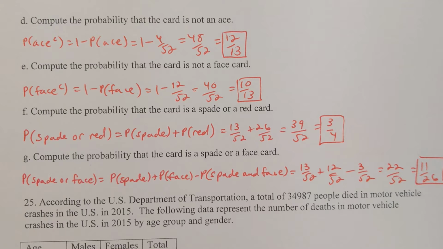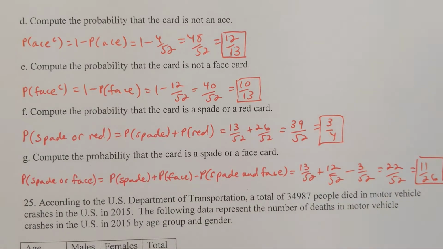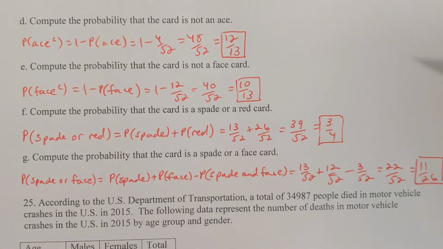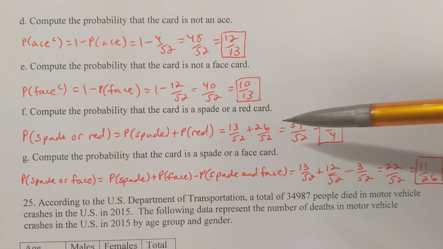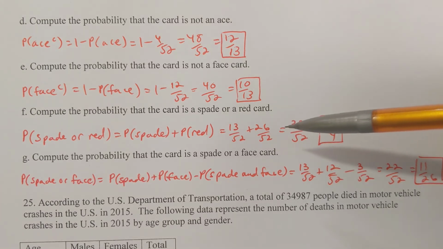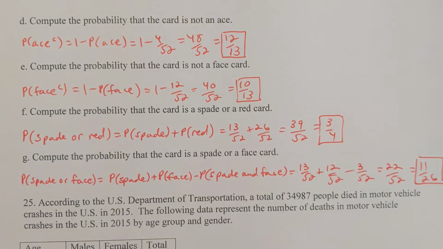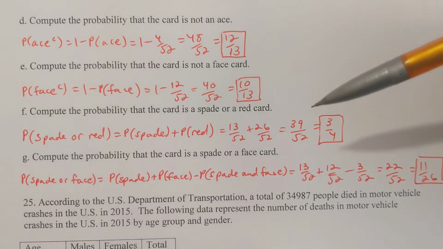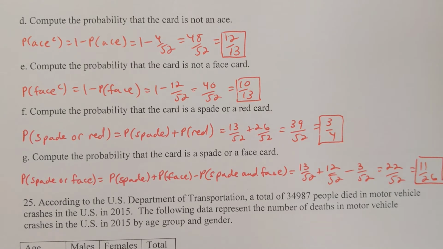Okay, part F, compute the probability that the card is a spade or a red card. So "or" is a key word, or again means add. So the probability of getting a spade, there's 13 spades in a deck, okay? Half the deck is red and half of it's black. So there's 26 cards that would be red. And by the way, I've got mutually exclusive events going on because a card can't be a spade and a red card at the same time. So 39 over 52, or 3/4 when you reduce, would be the answer there.